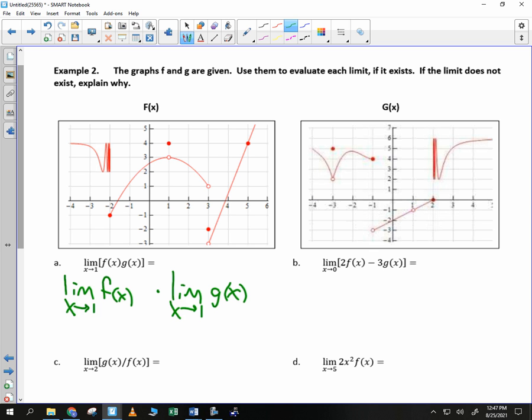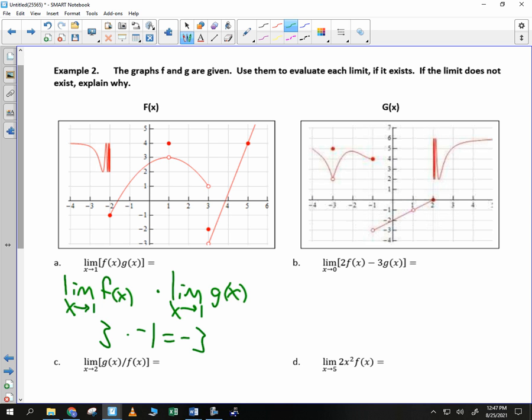Who can tell me what the limit as x approaches 1 of f of x is? It is 3. Notice that you have to approach from the left and the right. Limit as x approaches 1 of g of x? It is -1. So therefore the limit is -3. Is that a little bit more challenging than the previous page? Because you have to use the graphical piece as well as the operation.